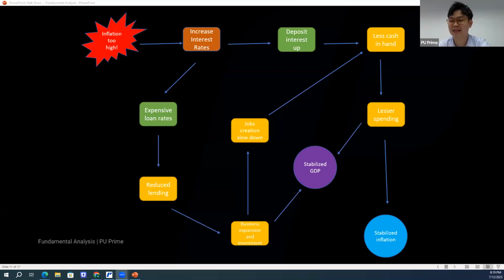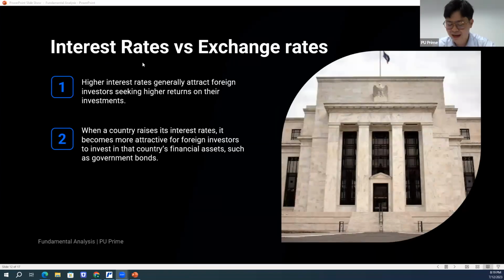High interest rates means the currency might appreciate. So to put it more simply, with high inflation data, the currency might start to appreciate. High inflation, currency will go up. Yeah, so this is the thing that you need to understand. So why are there relations between interest rate and exchange rate? Let me give you one example.